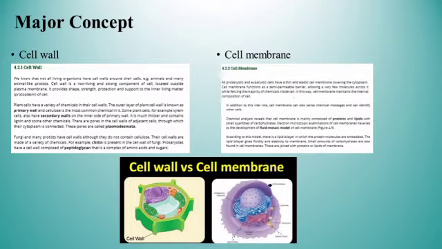Some of the major concepts that we are going to see in this lecture are cell wall and cell membrane. After this lecture, you will be able to understand what is cell wall, what is its structure, its composition and its specific functions, and what is cell membrane, what is its structure and its function. So after this lecture, you will be able to contrast between these two structures, cell wall and cell membrane.